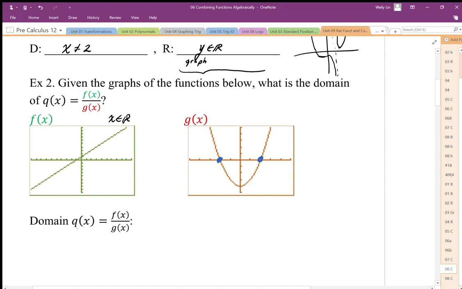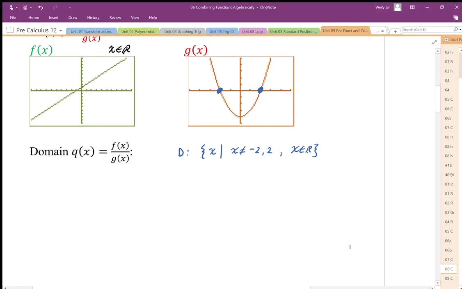So then the domain of this quotient function becomes, I'll write it like this, the domain is x is all real numbers, except x is not equal to, in this case, -2, +2. Okay, so this becomes a new domain of this reciprocal function, and it's based on the restrictions in the denominator.